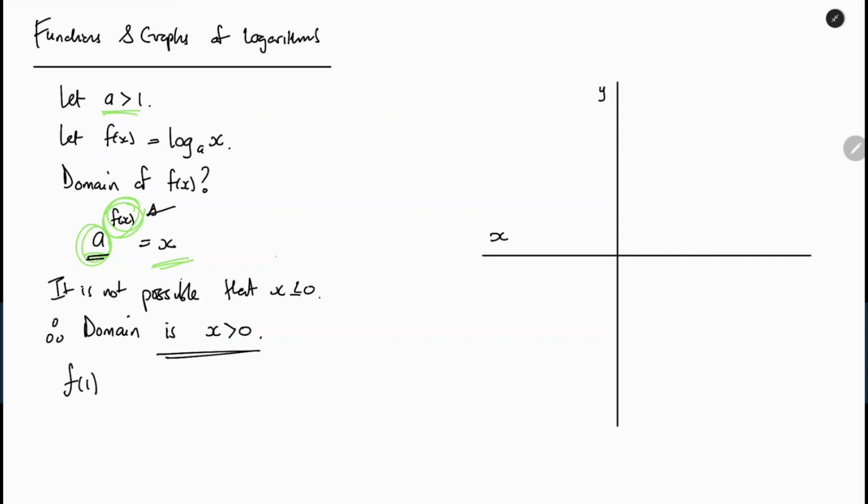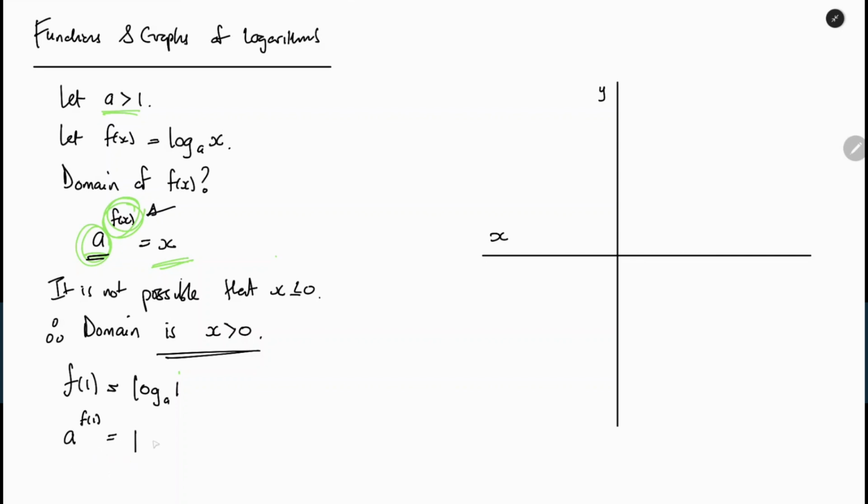First thing I want to do is determine f of 1. f of 1 is going to equal, by the definition of the function here, log base a of 1. Now, this corresponds to a to the power of f of 1 must equal 1. Know your definition of logarithm. Now, we know that if a is a real number, to get 1 on this right hand side, we have to take a to the power of 0.